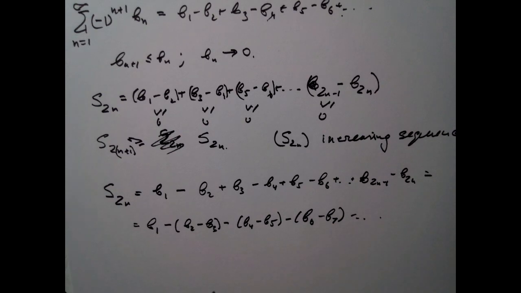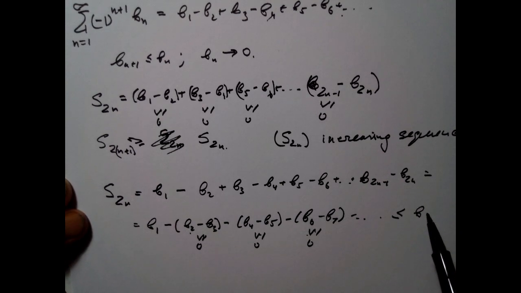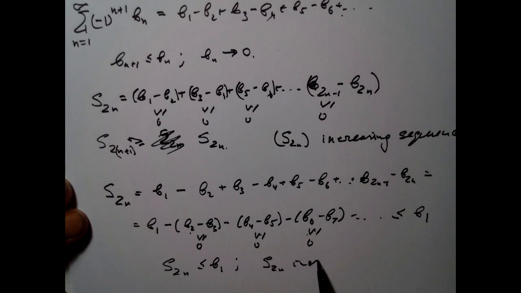Now notice that b2 is greater or equal than b3, so this number is greater or equal than 0, and this number is greater or equal than 0, and this number is greater or equal than 0. So all these numbers are greater or equal than 0, and I subtract these positive numbers from the number b1, which is also positive, and so my conclusion is that this is less or equal than b1. So if I put it all together, I conclude that S2n is less or equal than b1. It is an increasing sequence, and therefore I know that S2n converges.